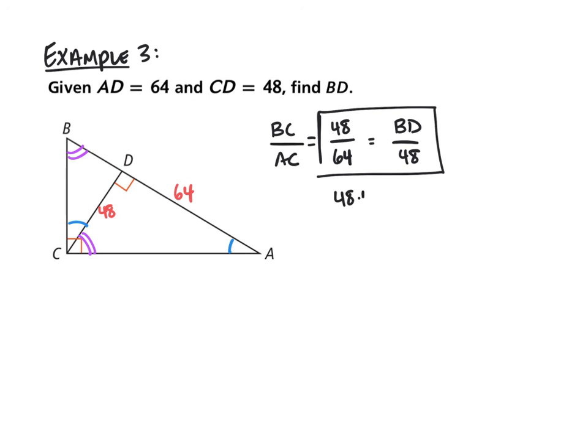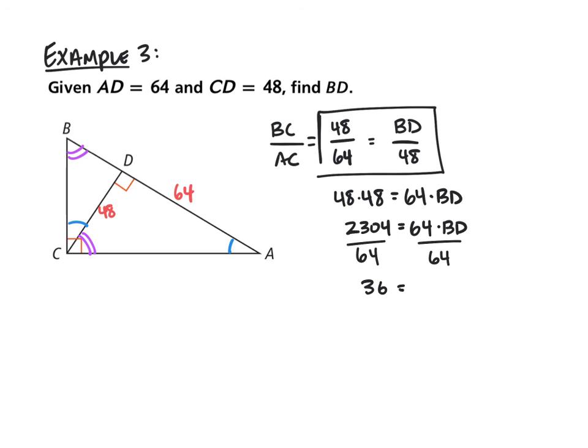Let's do 48 times 48 equals 64 times BD. Simplify 48 squared, or 48 times 48, and we get 2,304. So that equals 64 times BD. Now I'm going to divide both sides by 64. 2304 divided by 64 is going to give me 36 for the length of BD. And there I have my answer. BD is 36 units long.